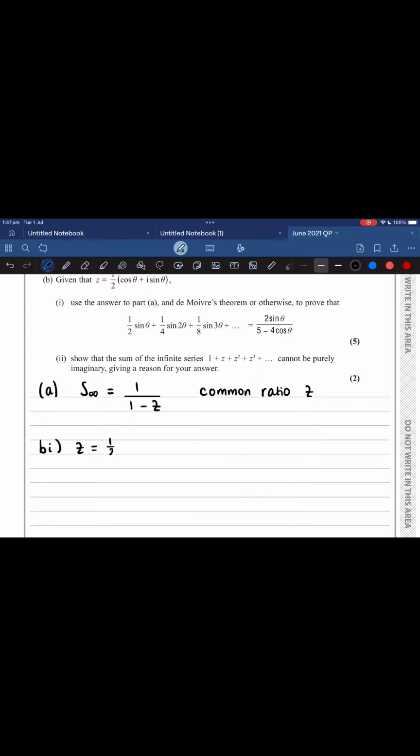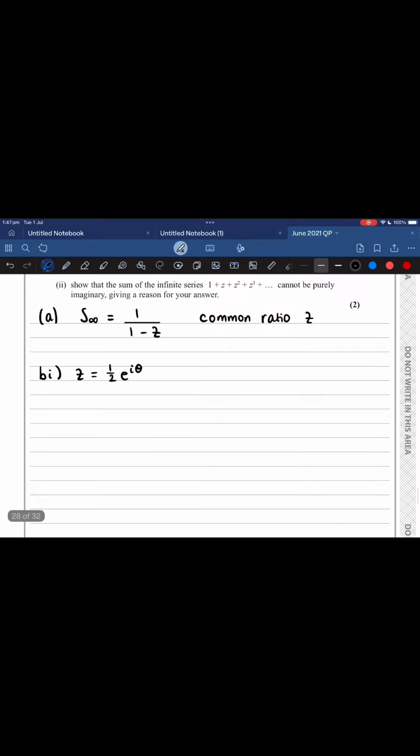Part B, I'm going to choose to write the complex number in terms of its polar form. And this makes a lot more sense the further we get in the question. So it's a keen observation to notice that 1/2 of sine theta plus 1/4 of sine 2 theta plus dot dot dot is the imaginary part of the sum given in part A.